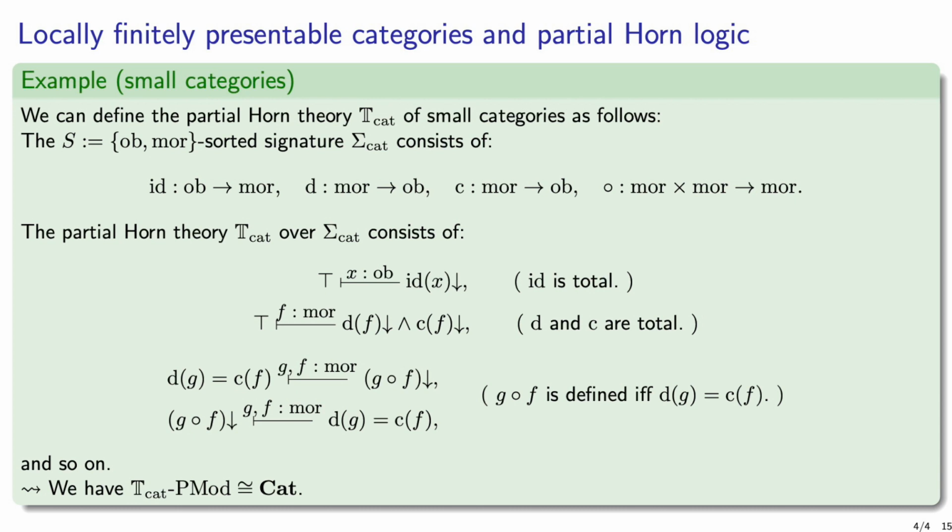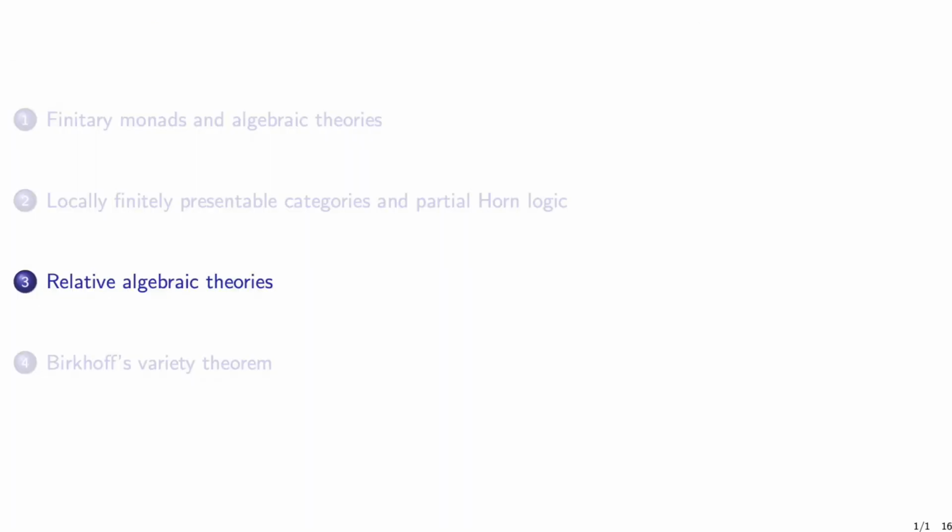It consists of, for example, identity is total, and domain and codomain are total. The composition g∘f is defined if and only if dom g equals cod f, and so on. We can check that a model of this theory is precisely a small category. Okay, now that we are ready, in the next part, we will introduce the first main theorem.